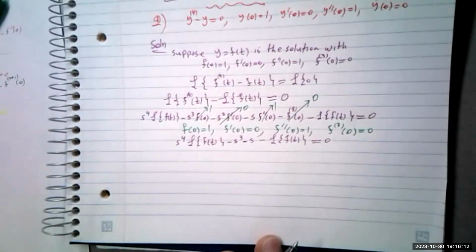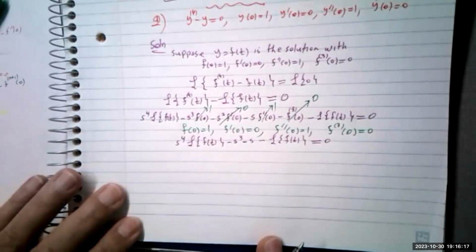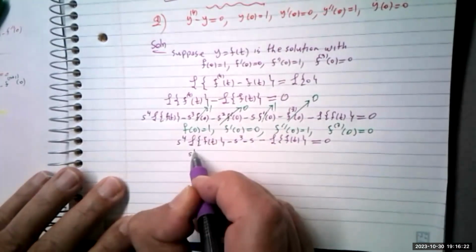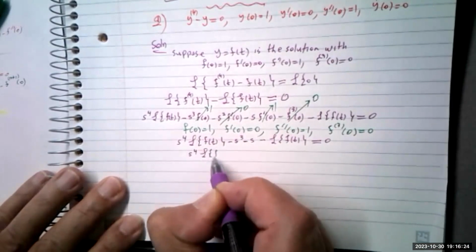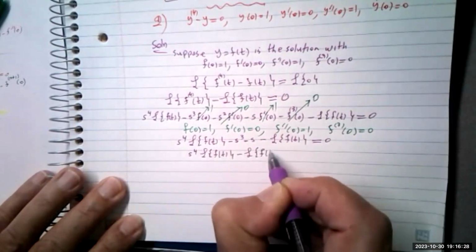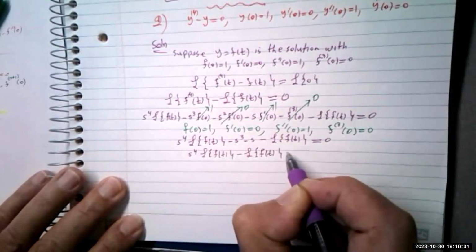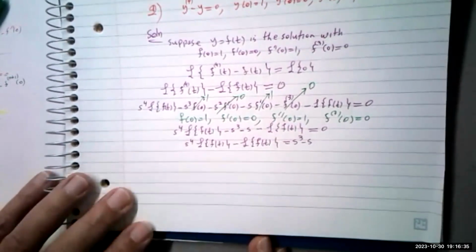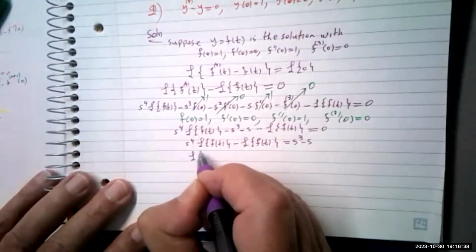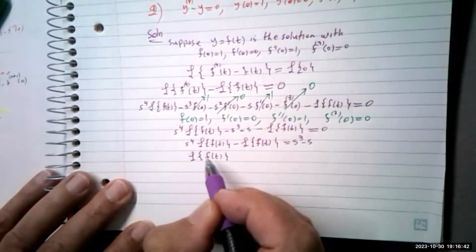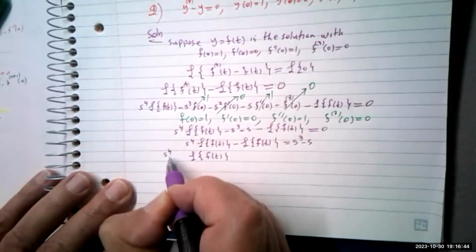So you put the Laplace of f of t together and we move everything else to the other side. What we have is s to the 4th Laplace of f of t minus the Laplace of f of t, and everything else to the other side: s cubed plus s. So you factor out the Laplace of f of t, and the leftover is going to be s to the 4th minus 1.